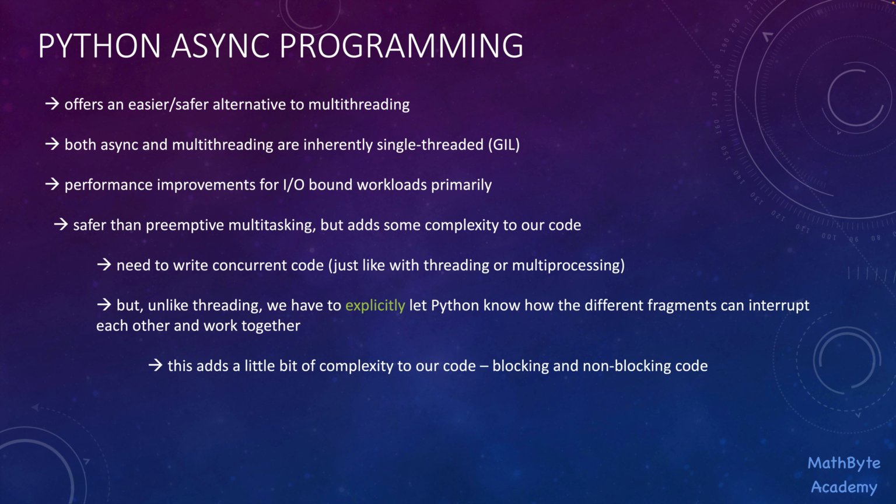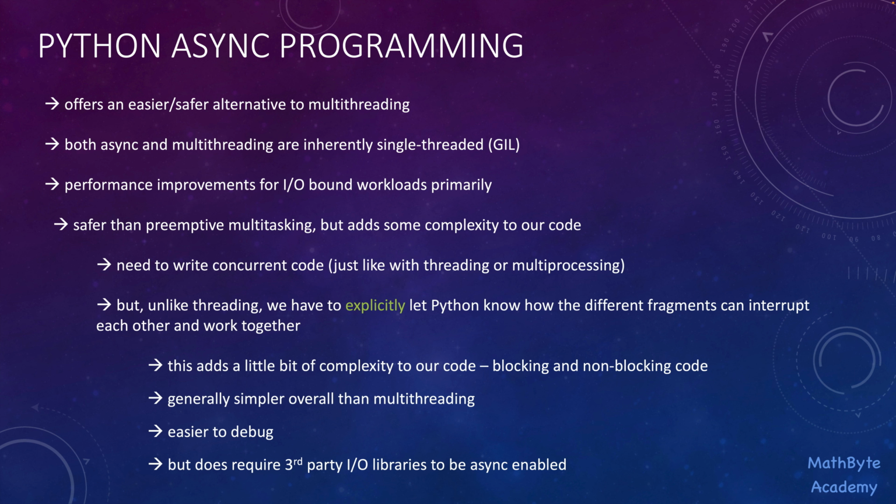Blocking code is code that basically just has to execute sequentially. Non-blocking code is where you're running a piece of code and you're saying, hey, go and run this. And while that's running, it's okay to pause me and go do something else. Basically, I/O, an I/O operation, right? So it's generally simpler overall than multi-threading. At least that's my opinion. It is definitely easier to debug. But it does require third-party I/O libraries to be async enabled, right?